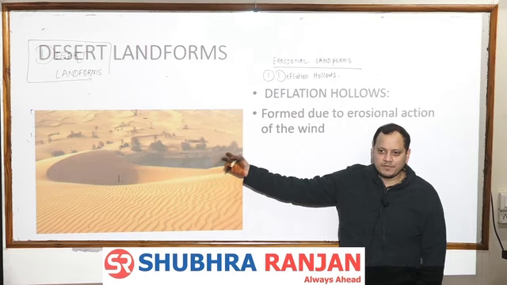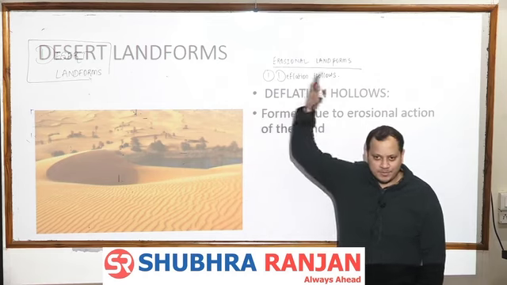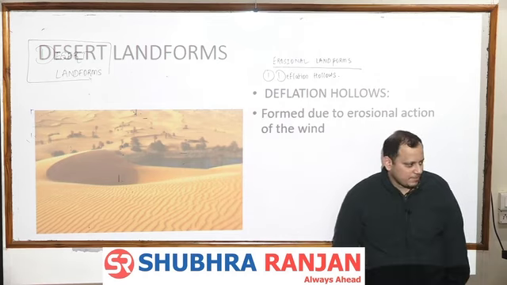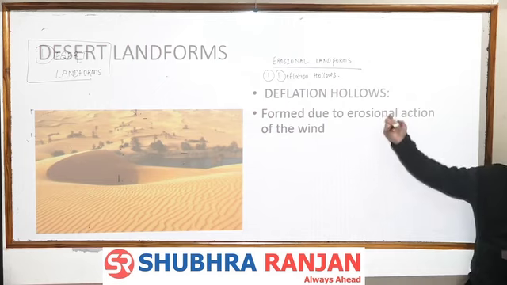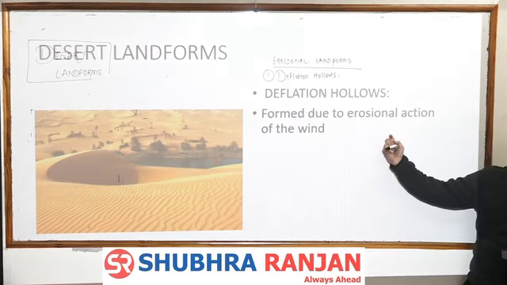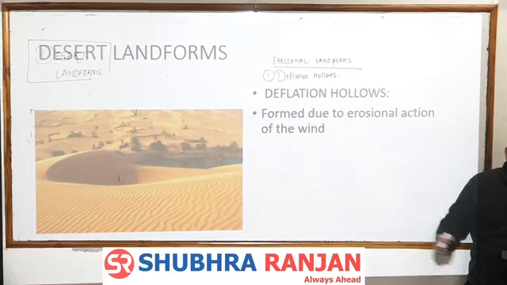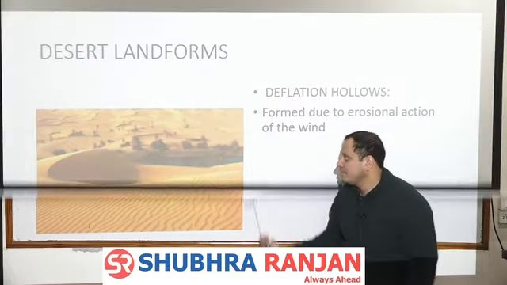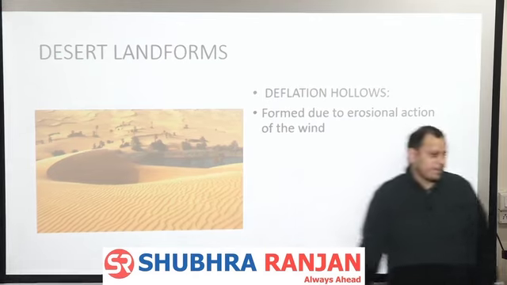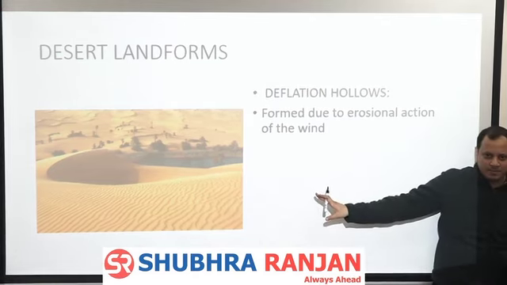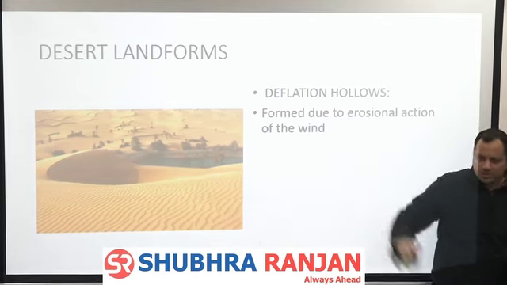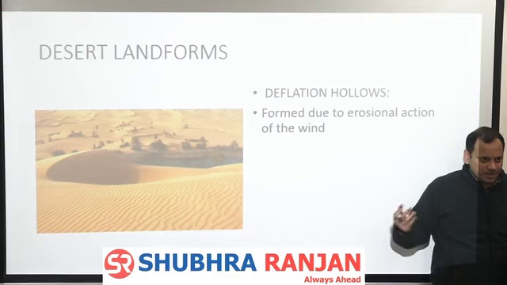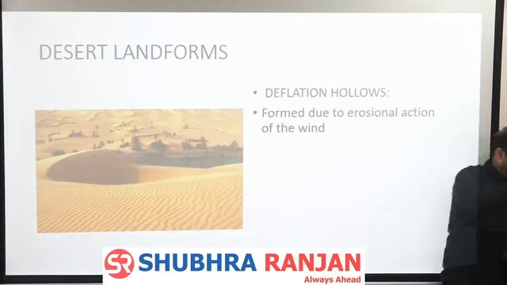This is an example of a deflation hollow. A depression has been formed in the desert. Fine. I have given you as much as is important, and we'll write also some of the things. Second, we'll do first the landforms, then we'll write. So, deflation hollow. Any problem? You can see an oasis also there. The water table is exposed.